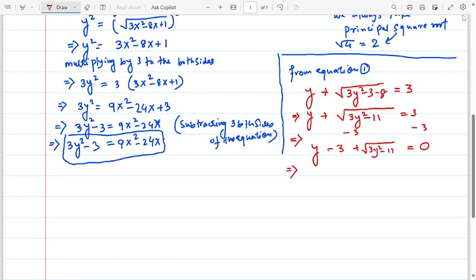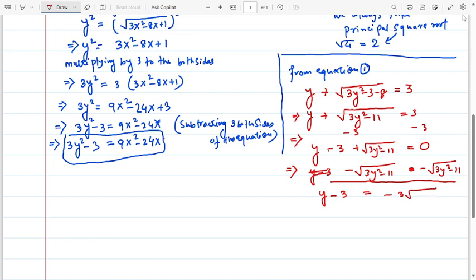Now in the next step, we want to switch the side of square root of 3y square minus 11. What we need to do? Very good. So we need to subtract square root of 3y square minus 11 from both sides of the equation. Then this will become y minus 3 equal to minus square root of 3y square minus 11.